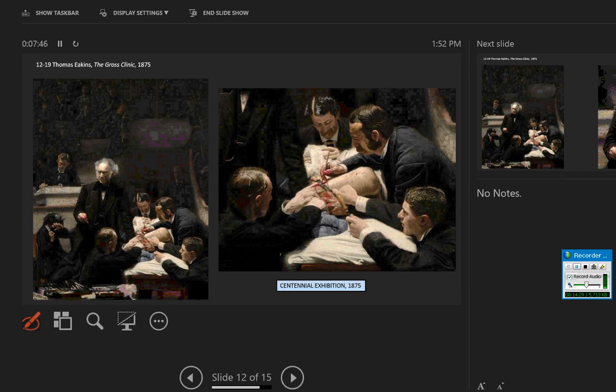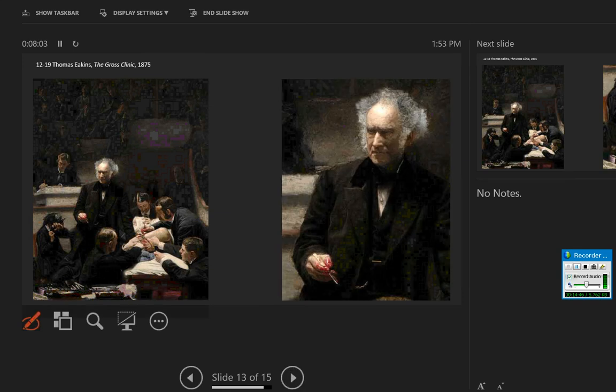And Eakins chose for this exhibition to show Samuel Gross as the embodiment of the advances of American surgery, how far ahead of the Europeans we have come in our 100 years. To do this, he has the light shine on the bald head of Gross, and the way his hair comes off to the sides almost gives him a halo effect, as if he's almost been deified for his actions.